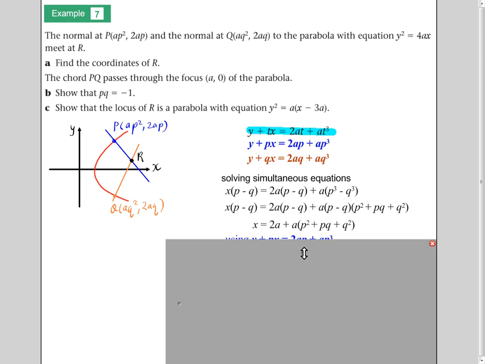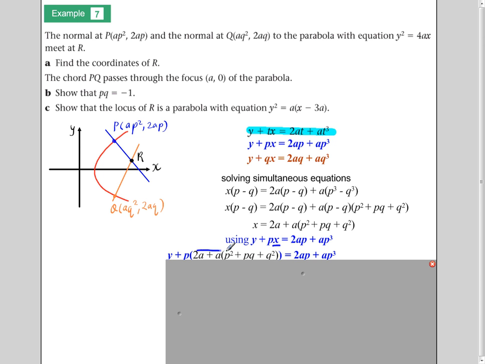So with that, I can find the value of y. Pick any of those equations, either the blue or the brown, it doesn't really matter. Both should give you the same answer. Substituting the value of x, so x there now goes in there. And again, you simplify.